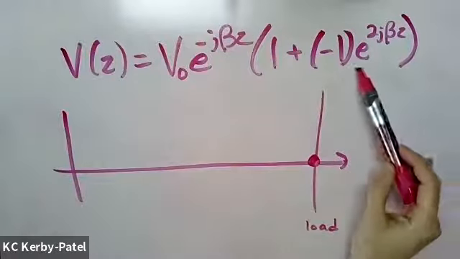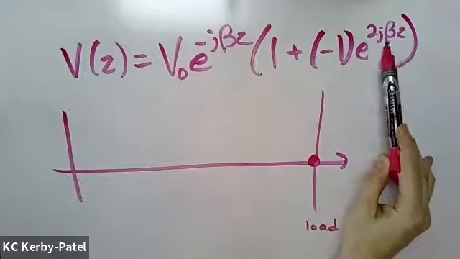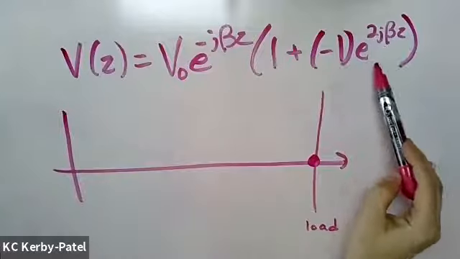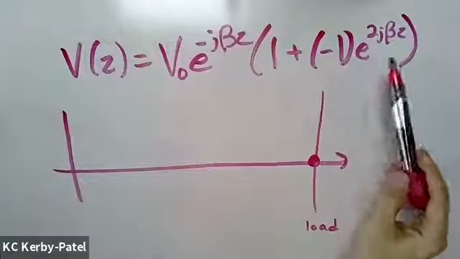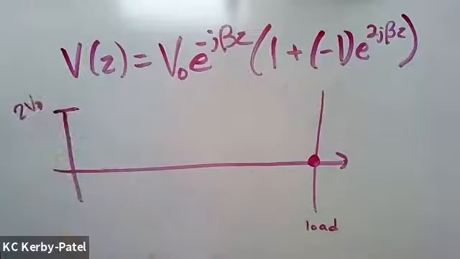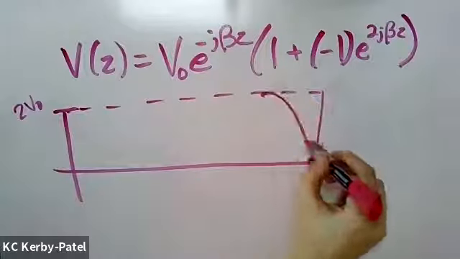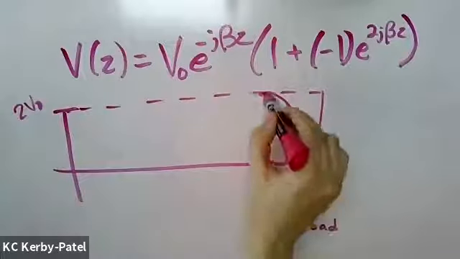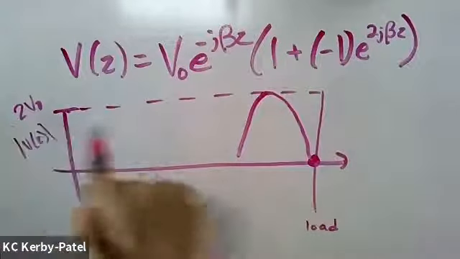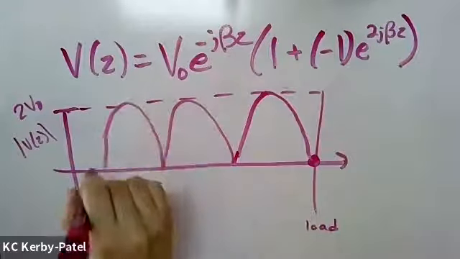Then you can see that if I go some distance so that this argument is j pi, then I have -1 times -1, which gets me a positive number. And then I get to the maximum value, which is 2 V naught. Like that. And I can keep going. And if I'm plotting the absolute value of V of z, then I get a standing wave that looks like this.